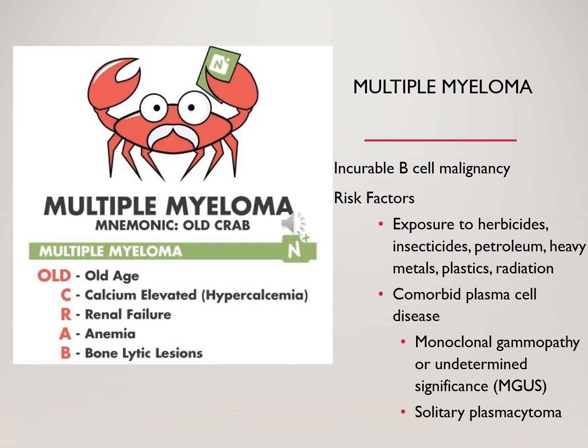Multiple myeloma is another type of cancer, and we'll look at old crab: old age, calcium elevated, renal failure, anemia, bone lytic lesions. This is an incurable B-cell malignancy. We've got some risk factors there. Lifetime risk for the individual living in the United States is about 0.8%.